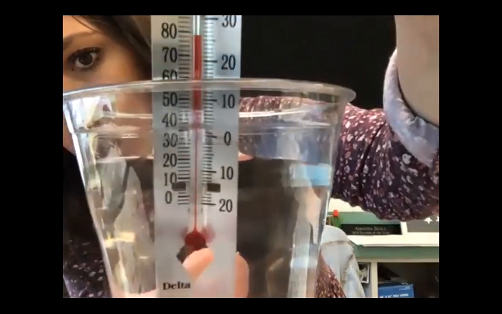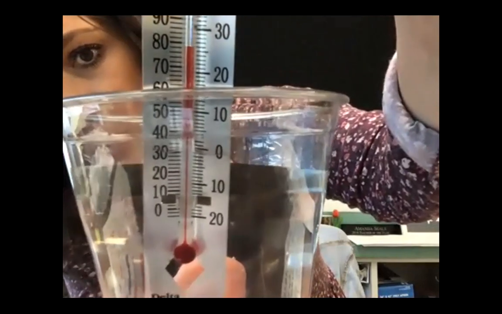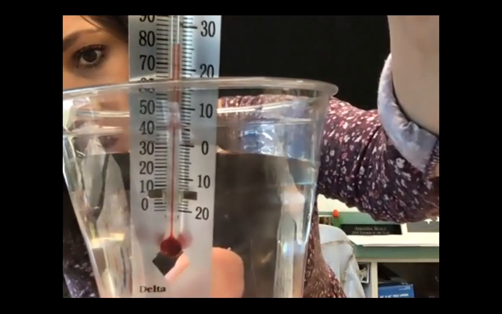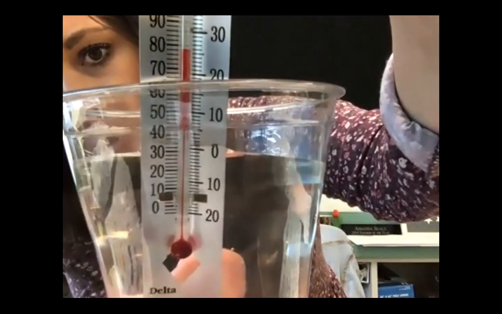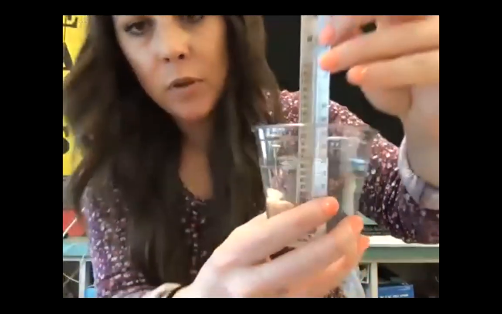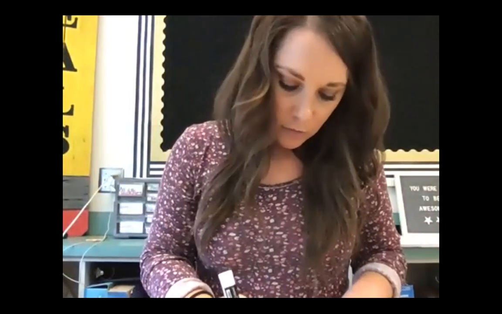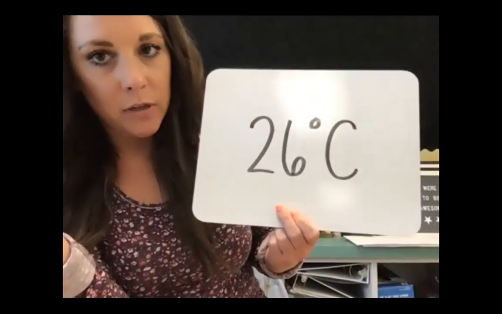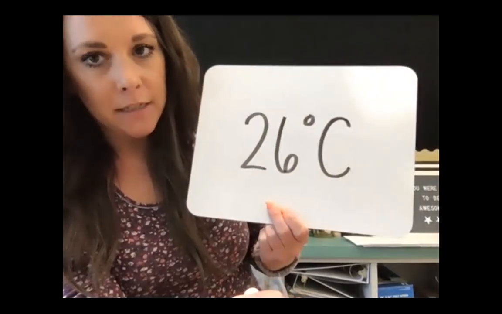Can you read what the temperature is? Remember, on the Celsius side, we don't have to skip count, just count by ones. So there's 20, 21, 22, 23, 24, 25, 26. So we would say the temperature of the room temperature water is about 26 degrees Celsius. And then we can practice writing that. Like 26 degrees Celsius. So I put my number, I put my symbol for degrees, and then I put a C for Celsius. Good job.